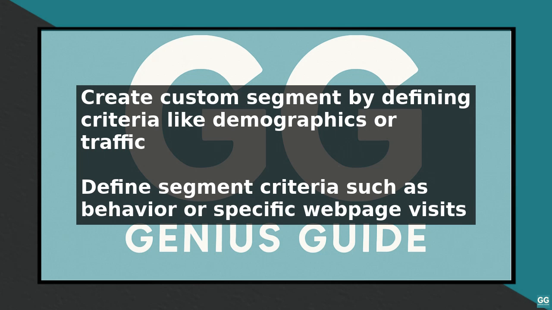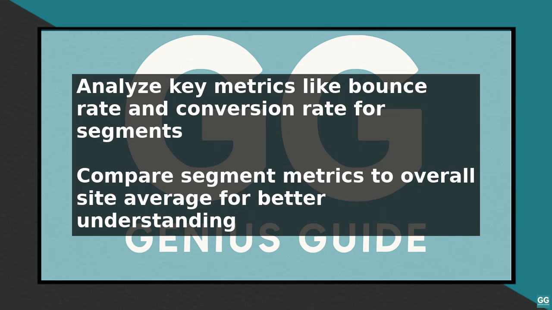To further analyze the segment, use the Secondary Dimension feature to add additional columns to the report. For example, you can add the Device Category dimension to understand what devices the segment is using to access your website.